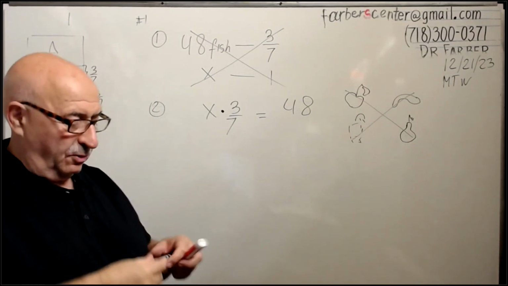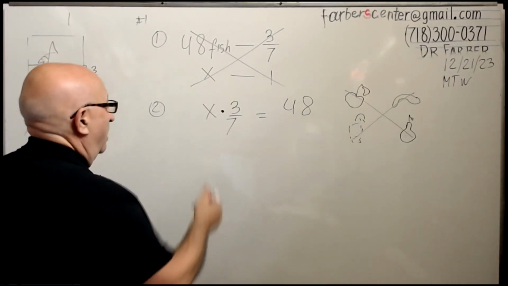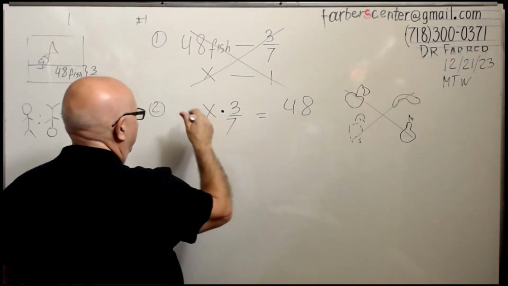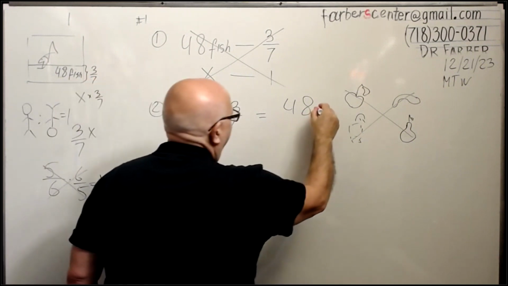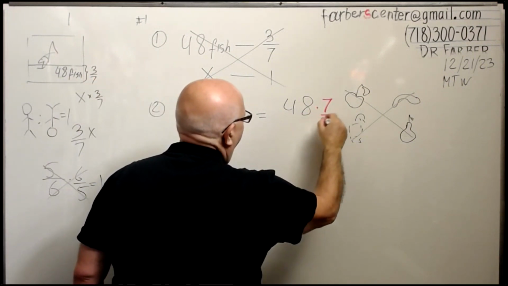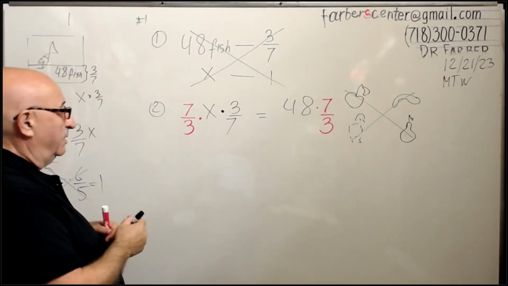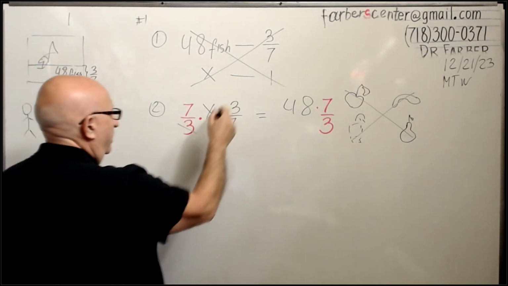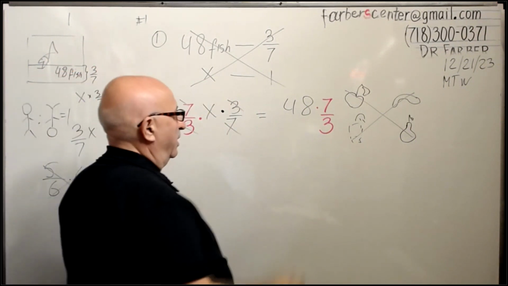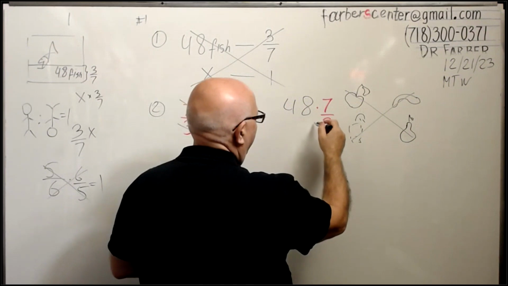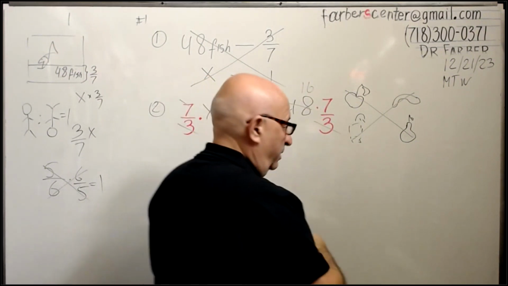How to use this property to find x the fastest way? I multiply by the reciprocal, upside down, 7/3, both parts. Why? I need to find x, you see? 3 cancels out, 7 cancels out. 3 goes into 48, 16 times. I can write this one.